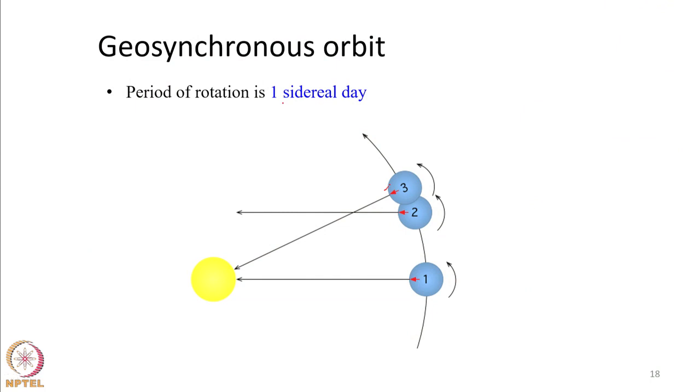Such satellites are said to be placed in geosynchronous orbits. So, in a geosynchronous orbit, the orbital period for one revolution of the satellite is equal to the time taken for Earth to complete one full rotation around itself. In this particular slide, I have mentioned the sidereal day. What exactly is a sidereal day?